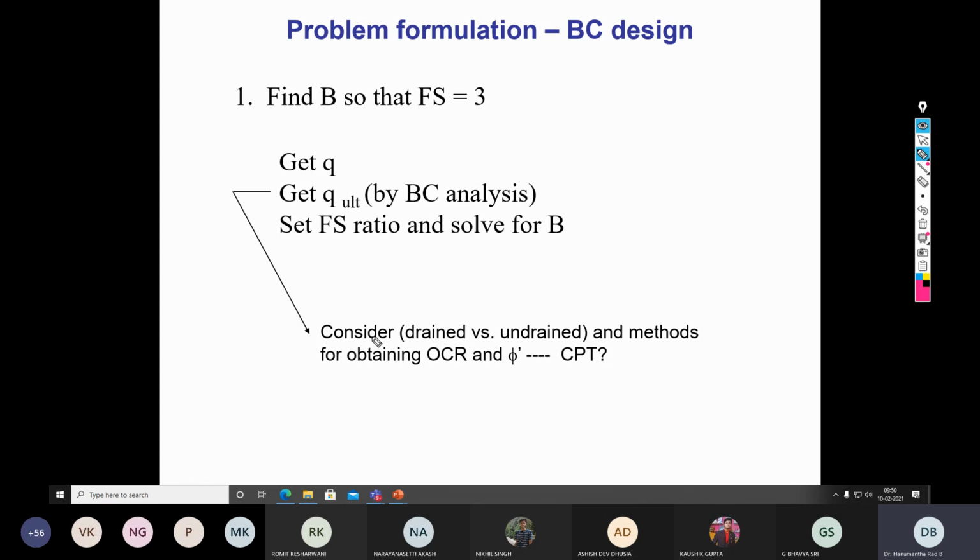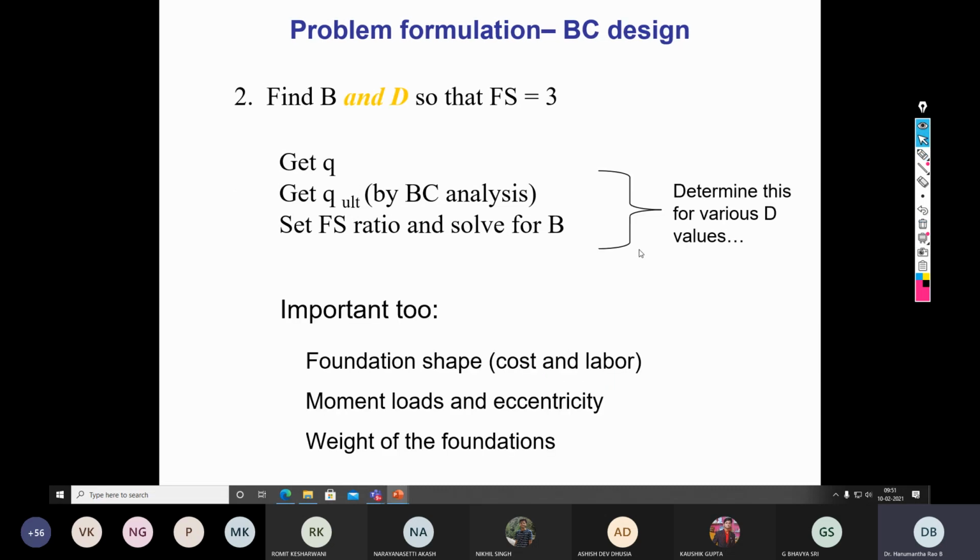So then we should consider either drained or undrained conditions and methods for obtaining the over consolidation ratio and phi dash. For that we can use the soil exploration techniques data, that is cone penetration or standard penetration. So any kind of data can be used for obtaining the Q ultimate.